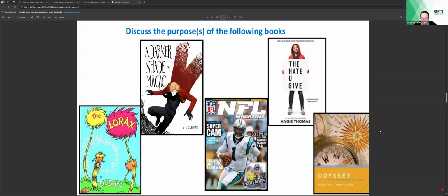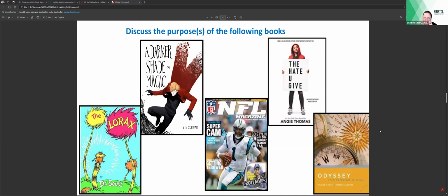NFL Magazine. It could be a combo. It could be inform, because we're being informed about different topics connected to the NFL. But we also have entertain, and probably both might be standing on the same level ground together. We have entertain and we also have inform in this. And maybe a little bit of persuade, depending upon the topics of the articles that are in here.